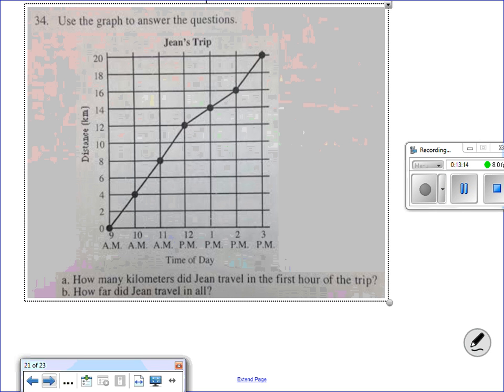Use a graph to answer the question below. How many kilometers did Gene travel in the first hour of the trip? So here's the first hour. Started at 0, got up to the 4. So how many kilometers? Traveled 4 kilometers. How far did Gene travel in all? Okay, so looks like we got from a 0 up to a 20. So how many go in all? Distance made it all the way to 20 kilometers.